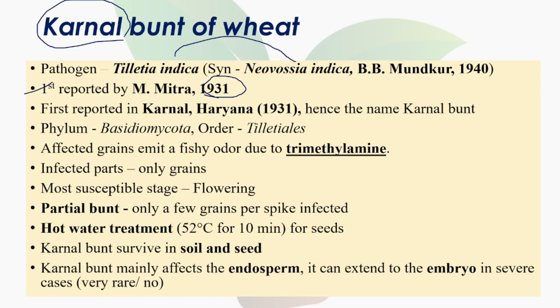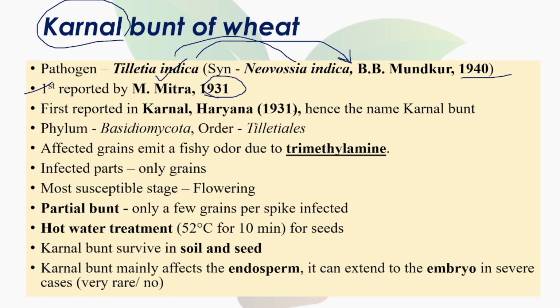So in order to represent that area, he named it Karnal bunt. It represents the area name. So when Mitra discovered the pathogen, he named it Tilletia indica. Later, the name was changed to Neovossia indica by B.B. Mundkur in 1940 based on the teliospore character.